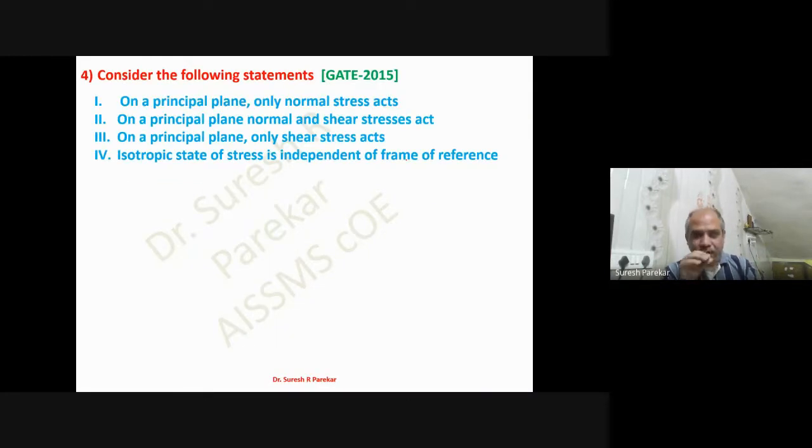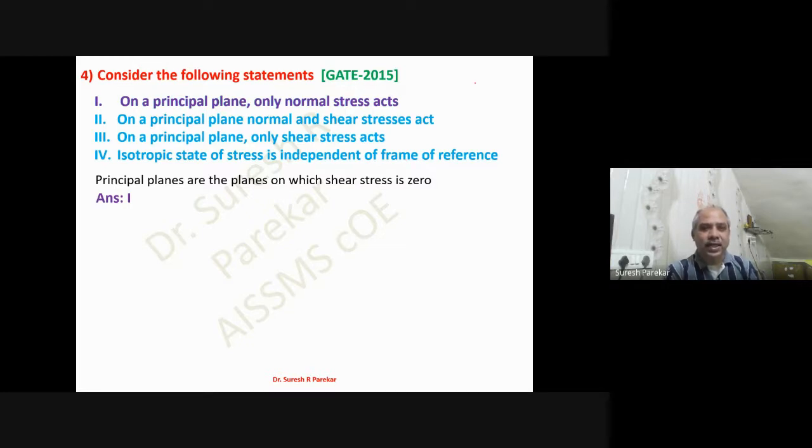Then we have considered the following statements. We have these 4 statements, and we have to see which one is the correct statement. On a principal plane only normal stress acts. So which one is the correct statement? The first is our correct statement: on a principal plane we have only normal stress, and shear stress is 0.